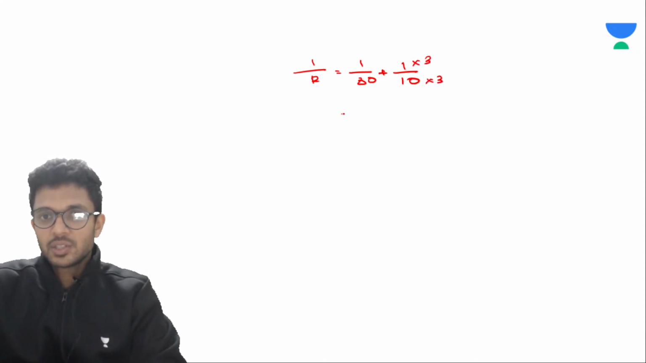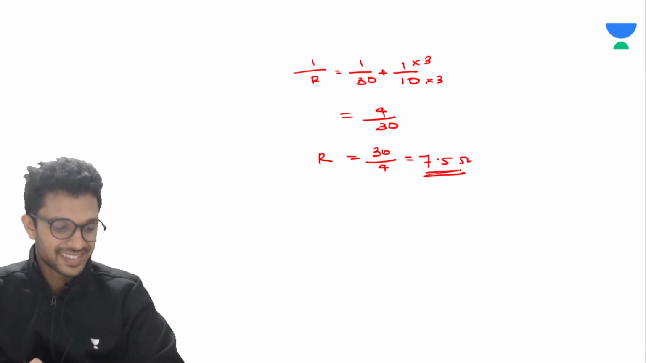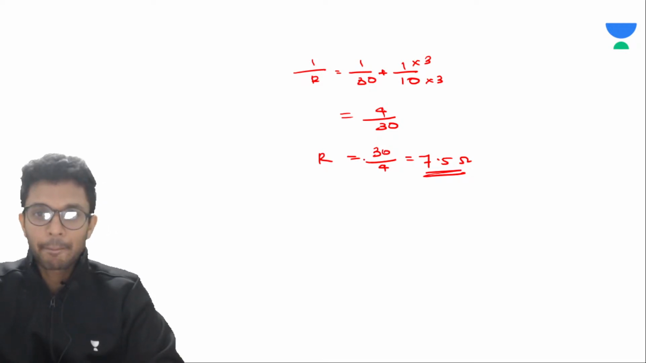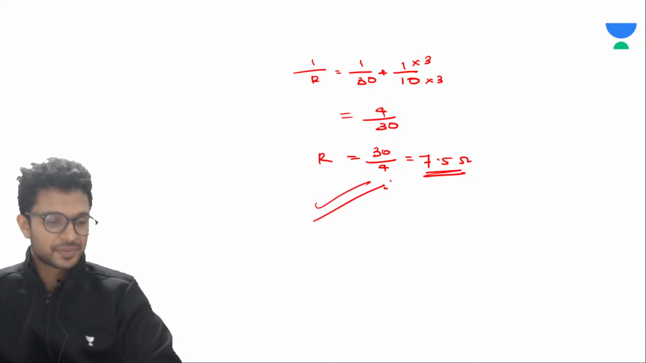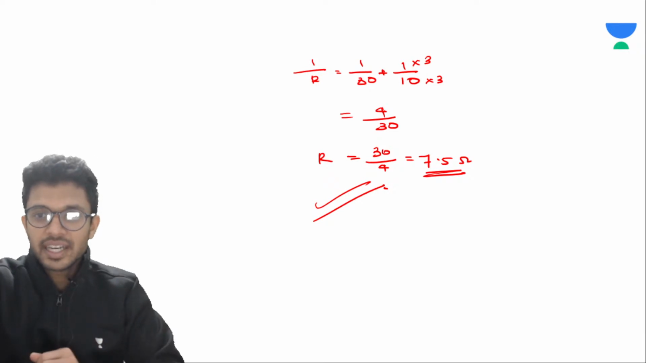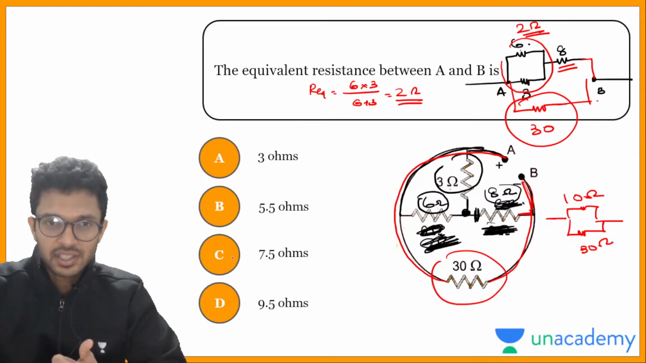To make a common denominator, multiply it with 3. So it is 3 plus 1, which is 4 divided by 30. That is 1 by R. So R is equal to 30 divided by 4. Answer is 7.5 ohms. Got it? So our correct answer is option C.